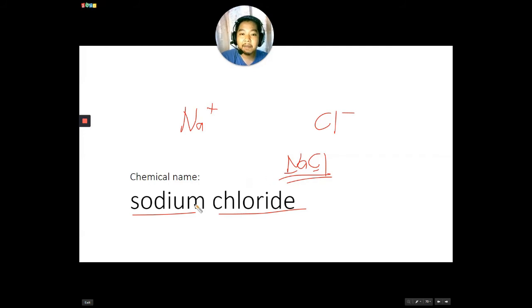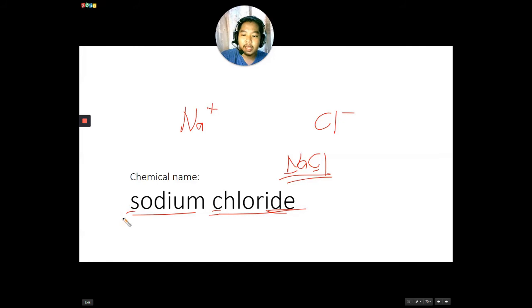But when writing the chemical name or the spelled name, we use small letters. So, don't forget that. And then, we change the anion suffix to IDE. So, instead of chlorine, it becomes chloride. Instead of fluorine, it becomes fluoride. Instead of nitrogen, it becomes nitride.